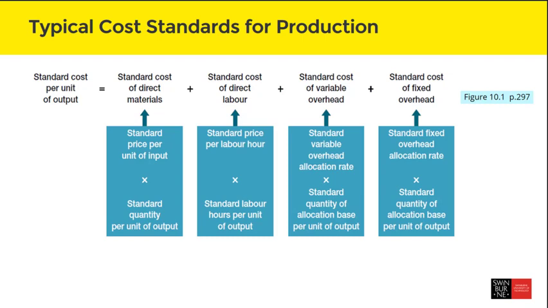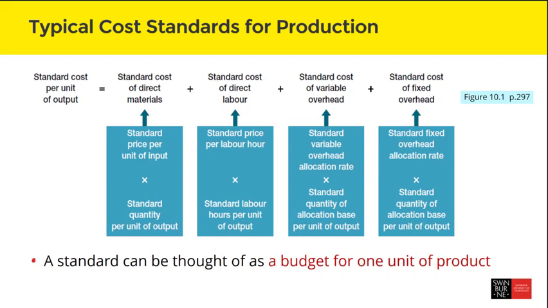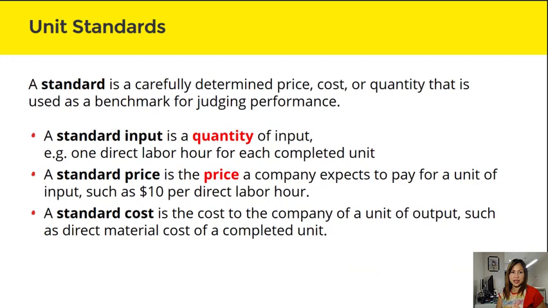Now, if you look at the variable overhead costs and fixed overhead costs, they have first the allocation rate times the quantity of allocation base per unit of output. So in a nutshell, a standard can be thought of as a budget for one unit of a product.